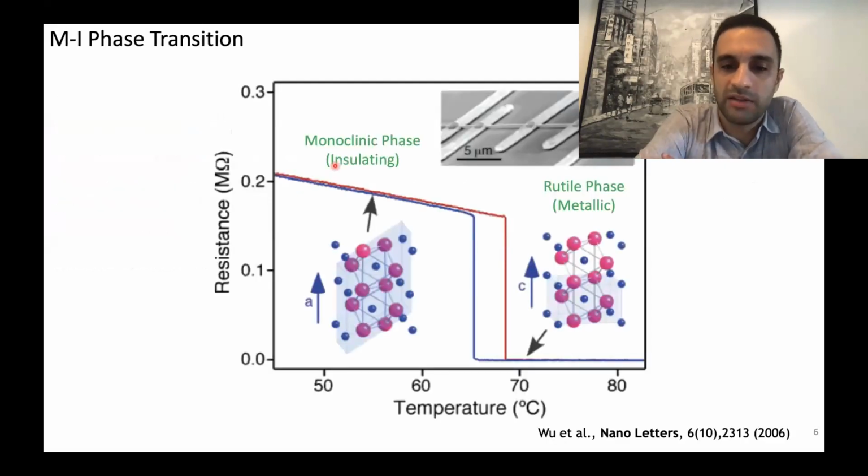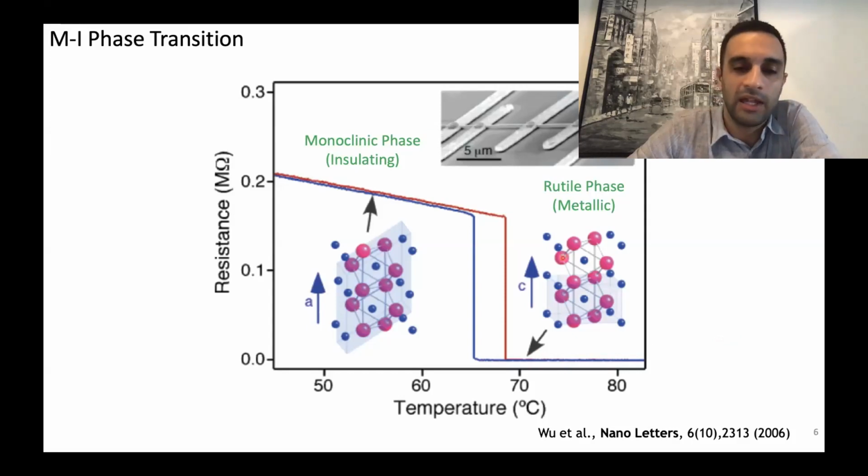Vanadium dioxide is a very interesting material. For those who are familiar with this, it escapes many explanations. What happens is at about 68 degrees Celsius, it undergoes both a structural as well as electronic transition. It goes from a monoclinic phase to a rutile phase. At the same time, the electronic transition goes from insulating, you see the resistance dropping as a function of temperature, to metallic, where the resistance is increasing as a function of temperature, linearly.